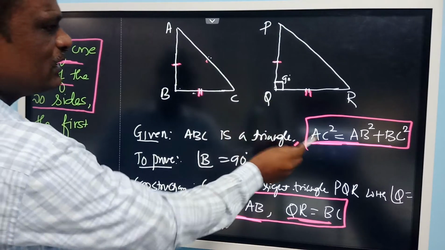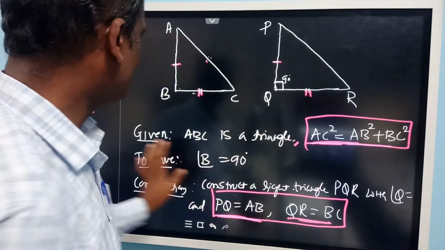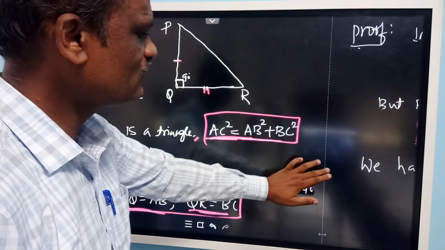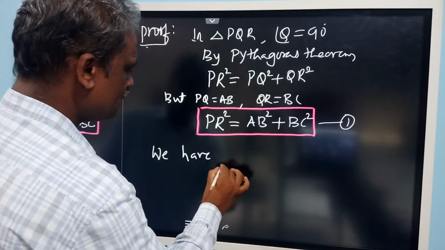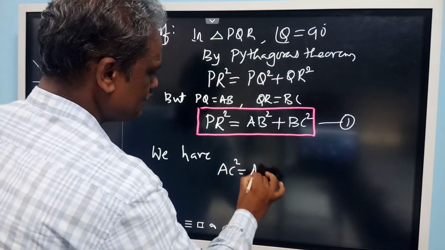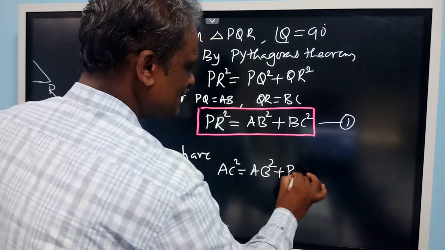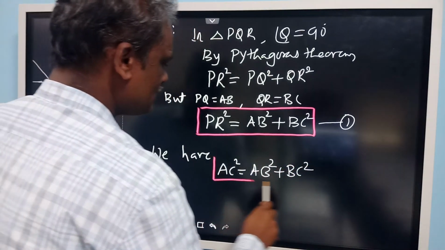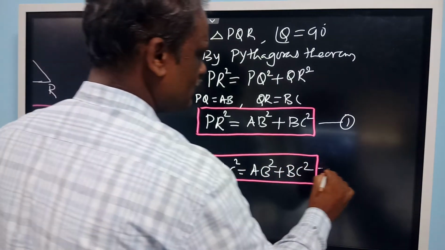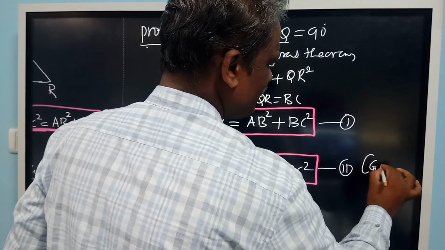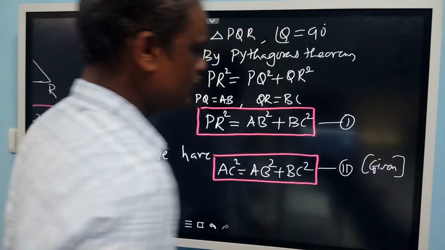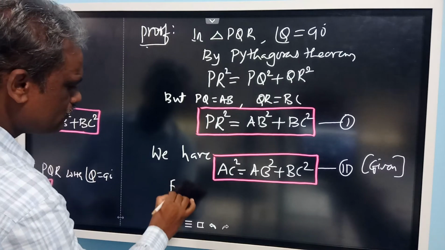Here, on one side, AC square is equal to AB square plus BC square. I am going to write this again here. AC square is equal to AB square plus BC square. This is given. We call this as 2. It is given in the data. Okay, now compare 1 and 2.